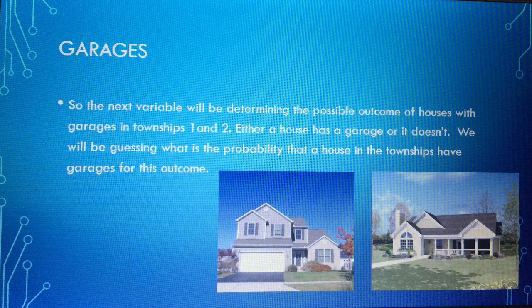So in this same example, different variable, we're going to be determining the possible outcomes of a garage. In townships 1 and 2, we're going to be using that data for that. Either a house has a garage or it doesn't. As you can see, of those 2 houses there, one has a garage and one doesn't. We're going to select the probability outcome that houses in these 2 townships have a garage.